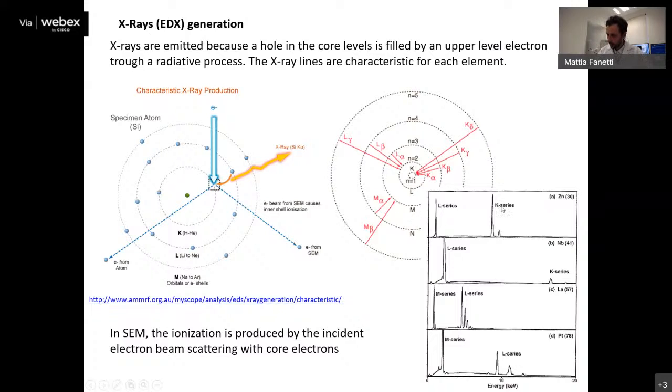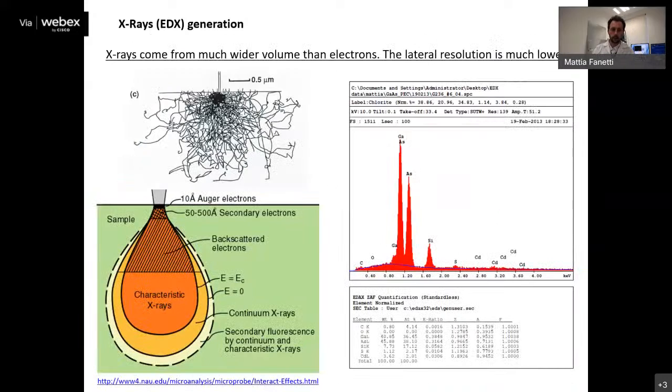So, for example, zinc has a K series. The K and the L names are given regarding which is the shell of the first hole. So what is the ionized shell? Okay, so you have K lines, L lines, M lines, and so on. And each element has very sharp emission lines, which are typical of that element. So if you have a detector which allows you to measure the energy of the photons coming out of your sample, you can understand what the elements in your sample are.